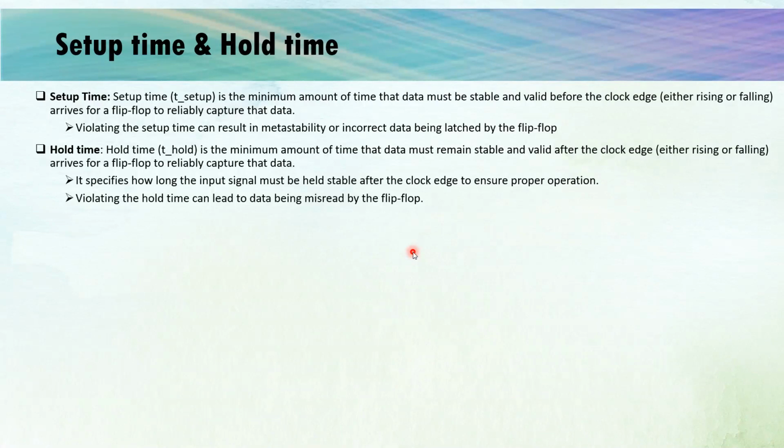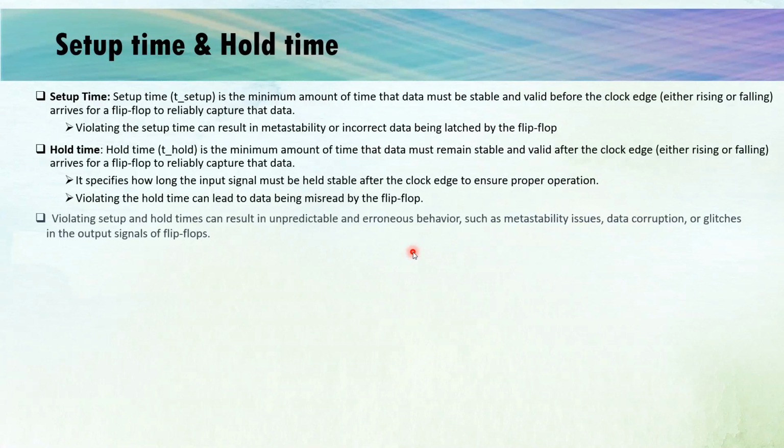We'll try to understand this with a figure, but before that, I would like to tell you that violating the setup or hold time, any one of them, can result in unpredictable or erroneous behavior, such as metastability and data corruption. Any glitch can occur at the output signal of a flip-flop, or some wrong data may go to the output, which may result in wrong behavior in your digital circuit. So in short, we don't want any setup and hold violation for the correct working of our design.